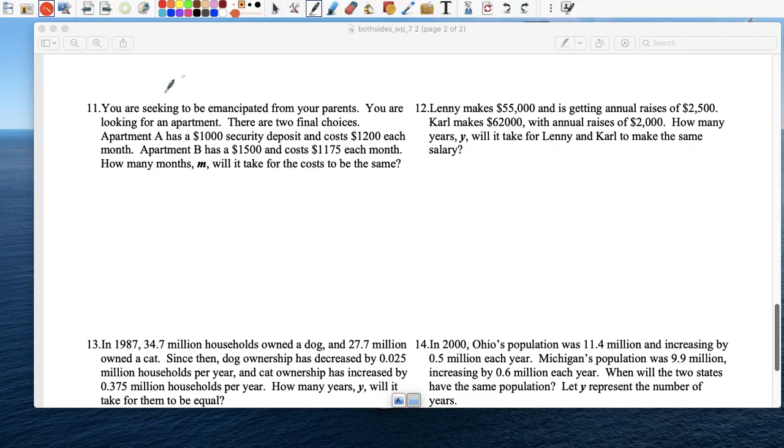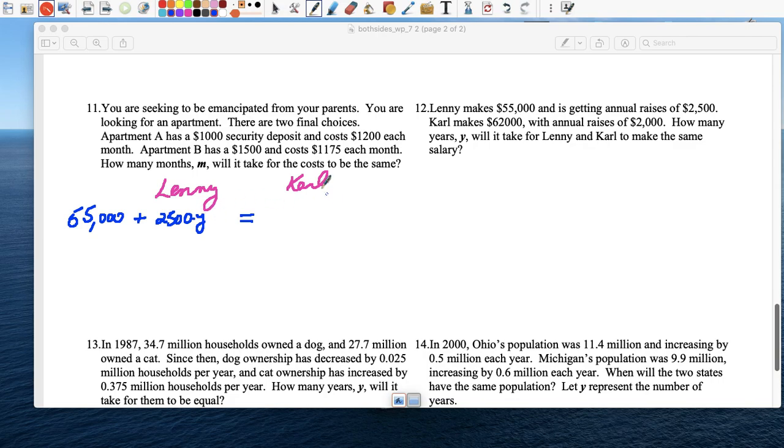We have Lenny and Carl. So I'm going to write Lenny over here. And Carl. Okay, so they both make money. They both start with different salaries and different annual raises. But in how many years will they be making the same amount? So Lenny starts his job making $55,000, plus they give him a $2,500 raise every year, per year.